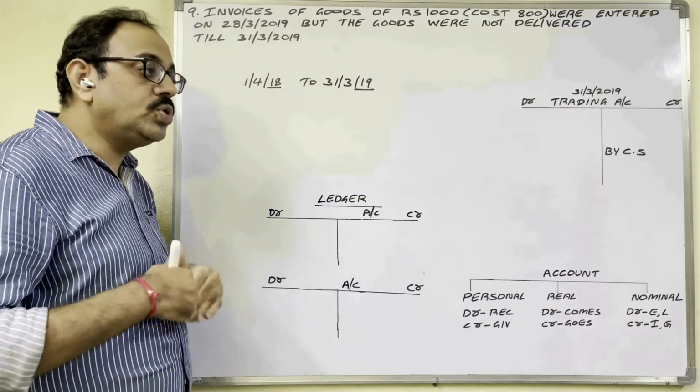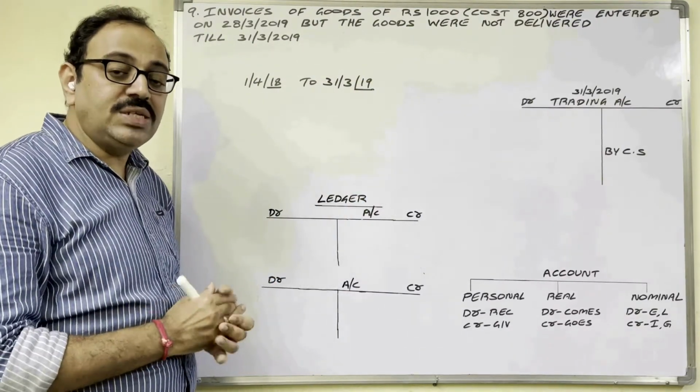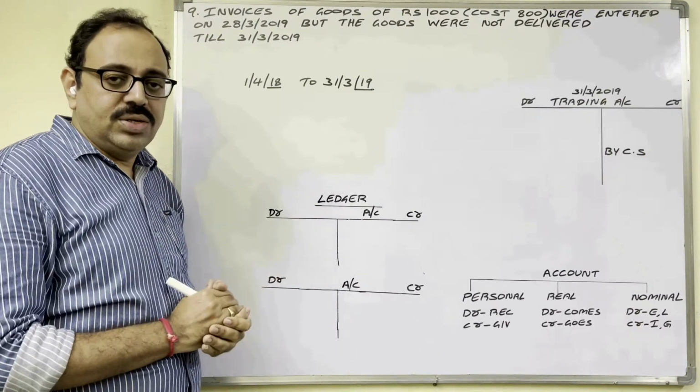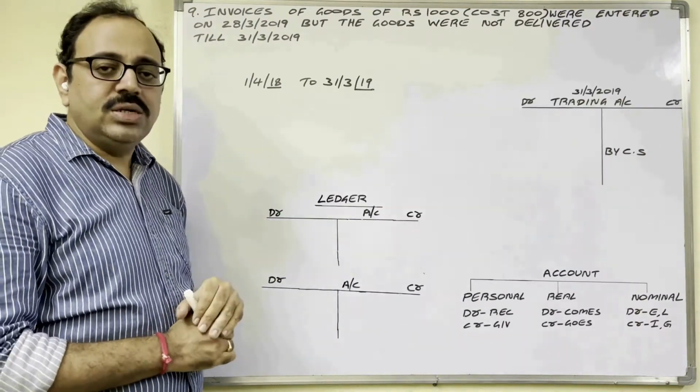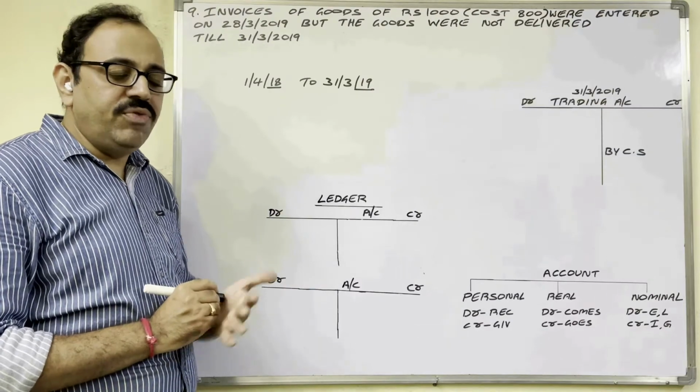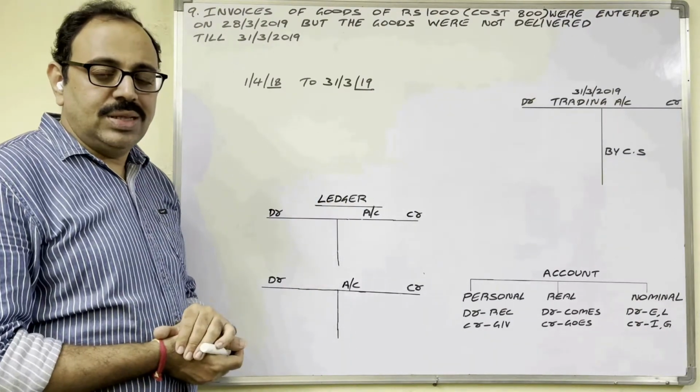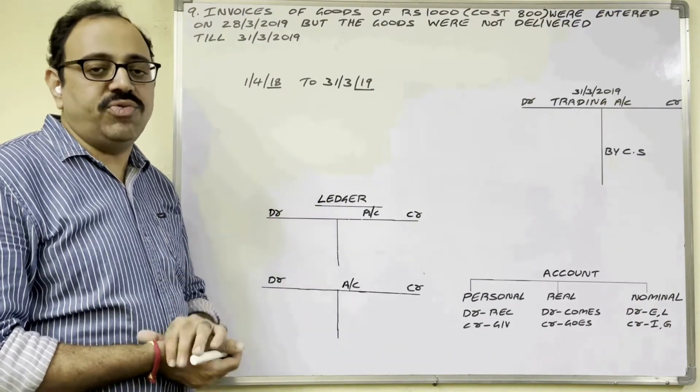So the firm was supposed to deliver the goods. This means it is a sales transaction. We sold goods to customers. We prepare an invoice. We issue the invoice to the customer. This is a sales transaction, an outward invoice.